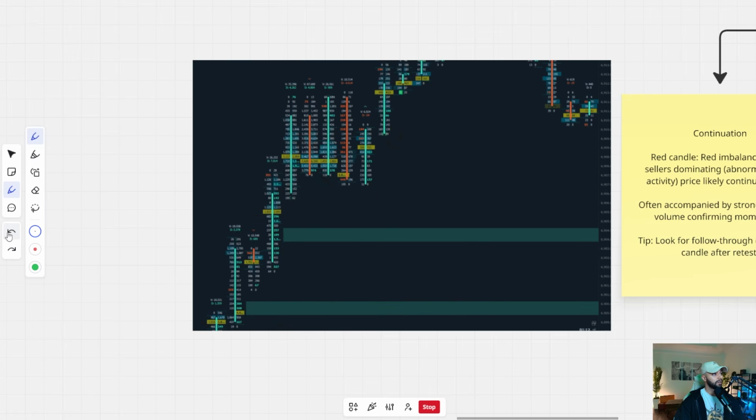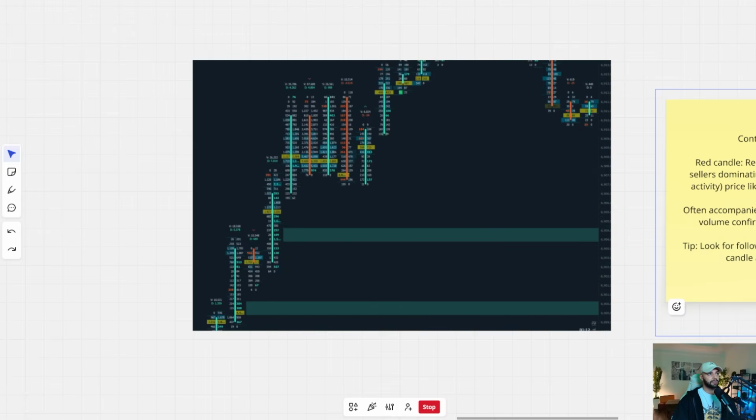Honestly, it's a pretty smart way to use them, because if you miss an entry, you need extra confluence, extra confirmation. If you wait for that imbalance retest, your win rate is going to be significantly higher.